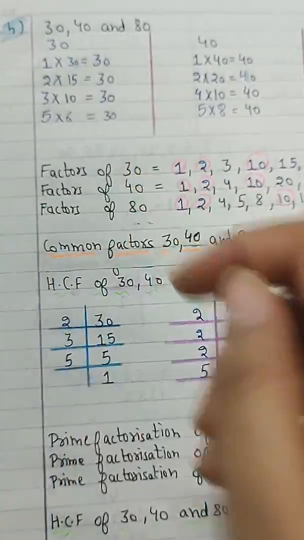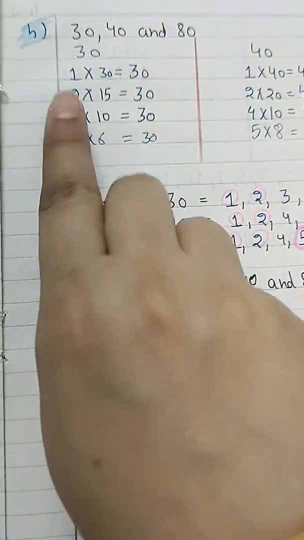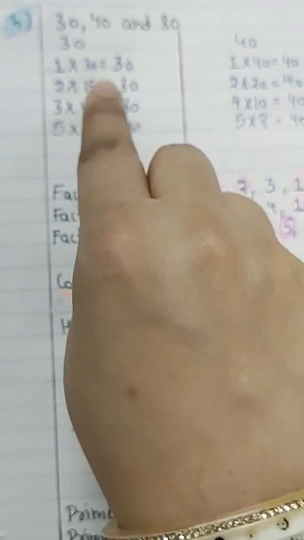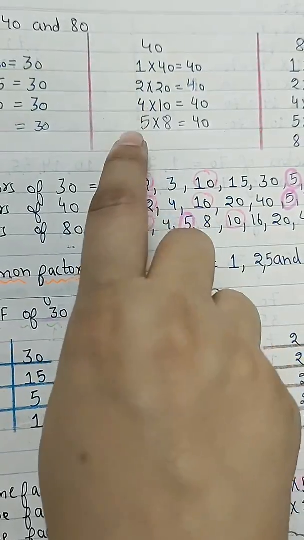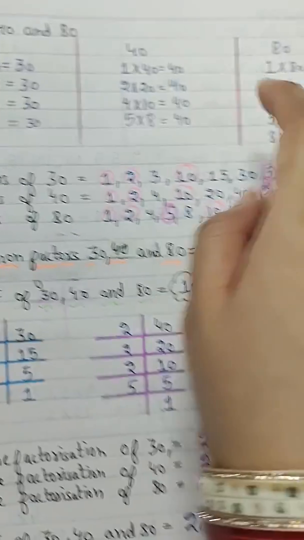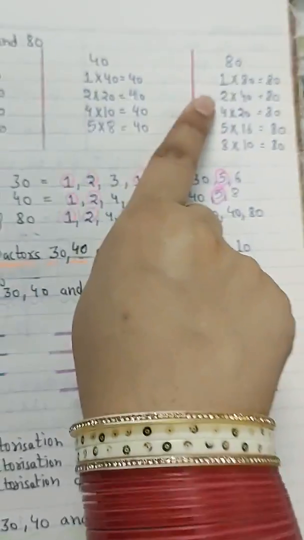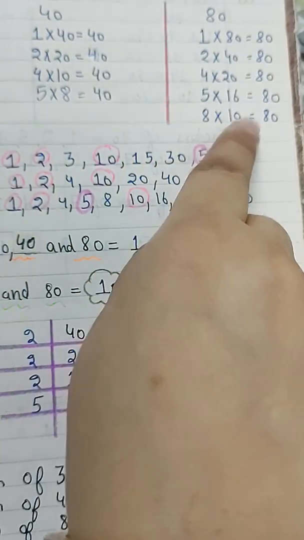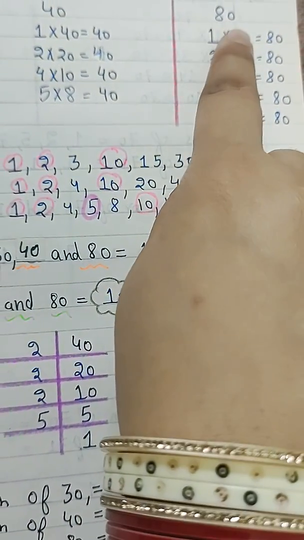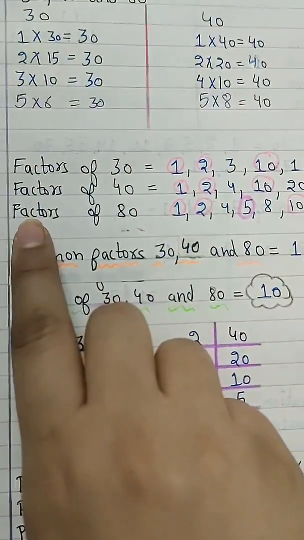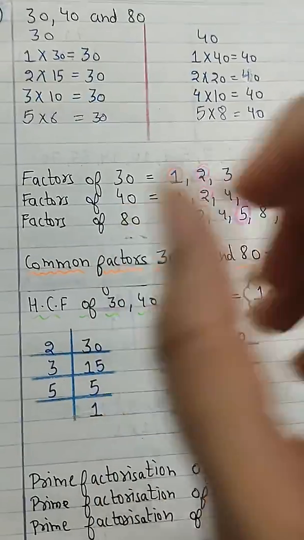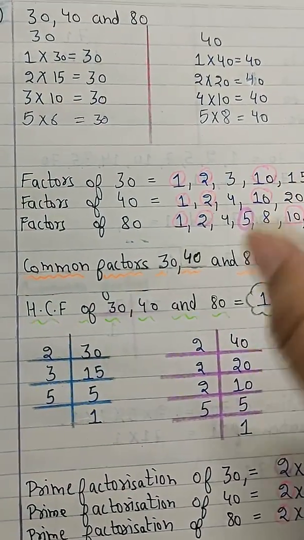Now the factors of 30, 40 and 80. We have written the factors of 30: 1, 2, 3, 5, 6, 10, 15, 30, all the factors, right? Then 40: 1, 2, 4, 5, 8, 10, 20, 40. Then the factors of 80: 1, 2, 4, 5, 8, 10, 16, 20, 40, 80. So we have written all the factors. Now we have to find the common factors of all the numbers. It should be common in all 3 numbers, please remember this.